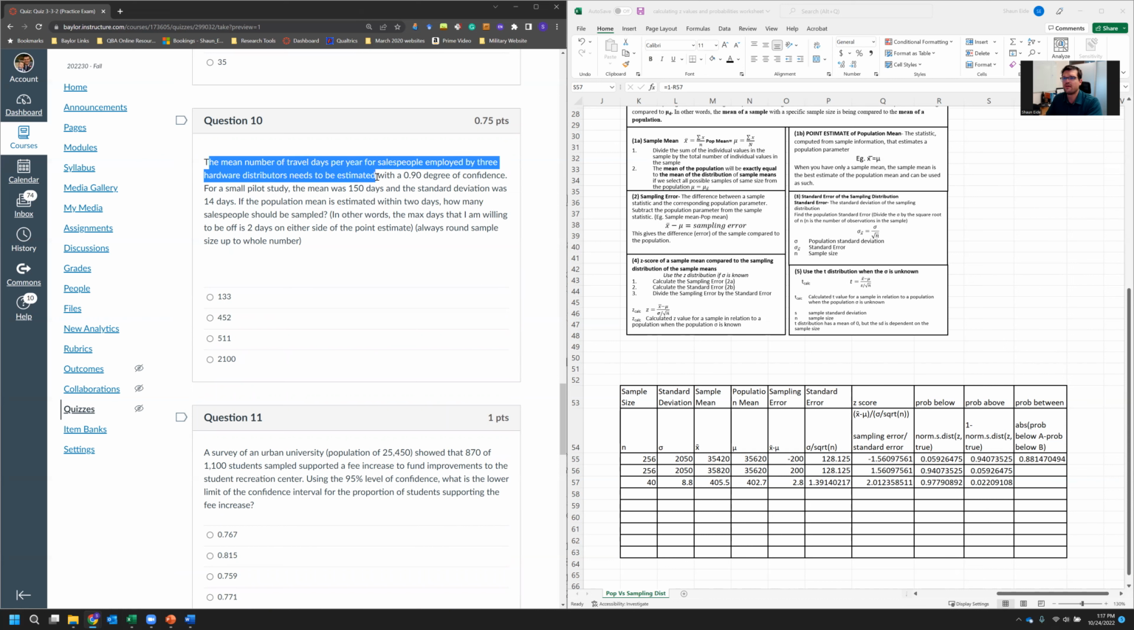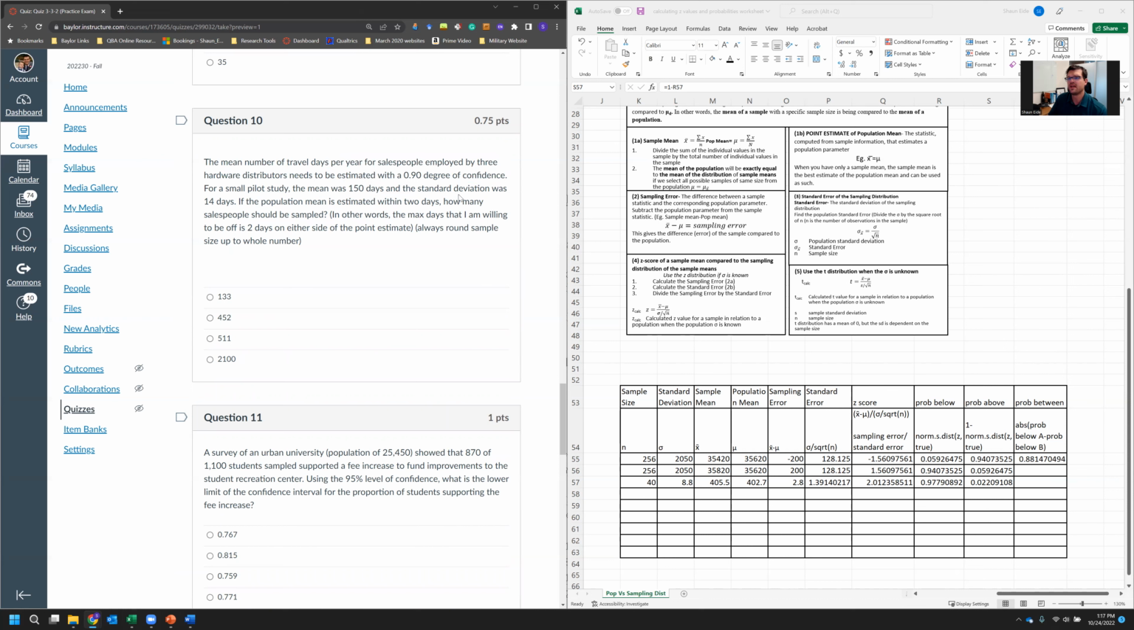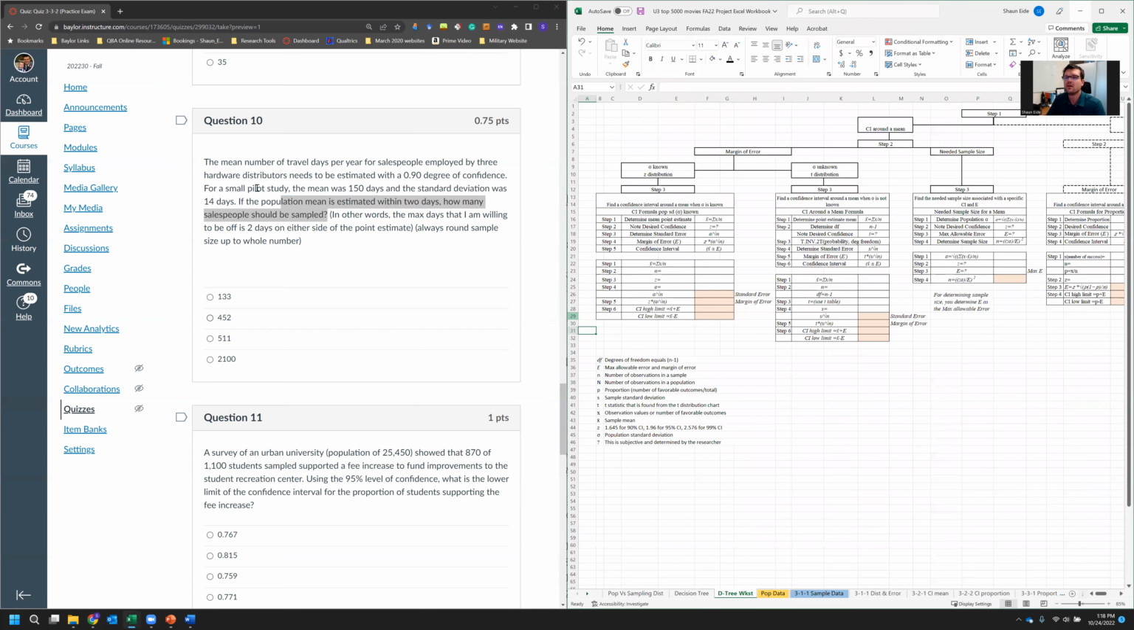This right here: the mean number of travel days per year for a salesperson employed by hardware distributors needs to be estimated with a 0.9 degree of confidence. For a pilot study, the mean was 150 days with a standard deviation of 14 days. The population mean is to be estimated within 2 days. How many salespeople should be sampled? So we're looking for how many should be sampled. The mean was 150 days. Okay. So how many should be sampled for calculating a mean?